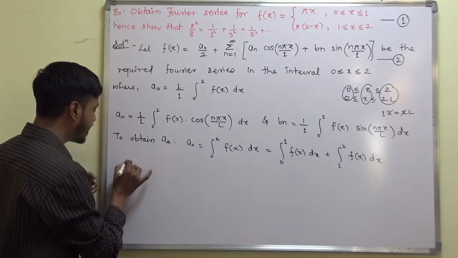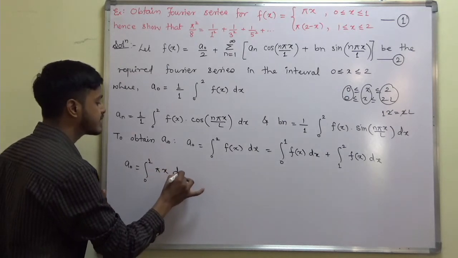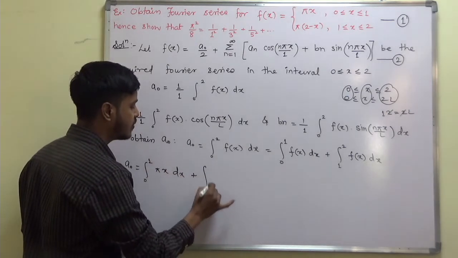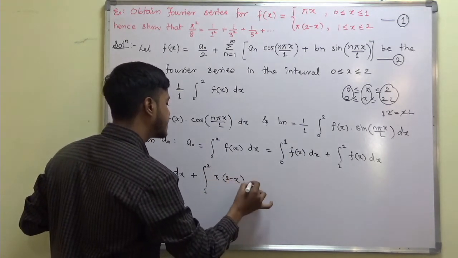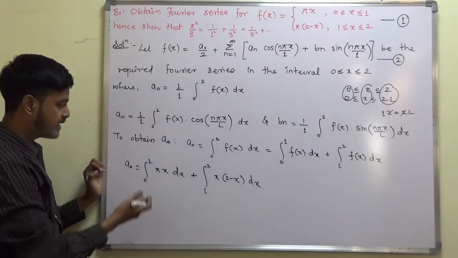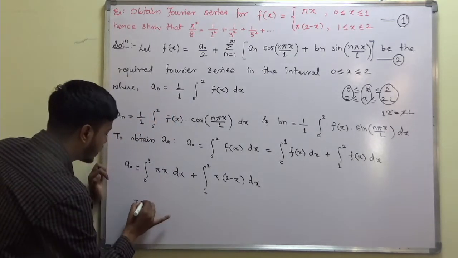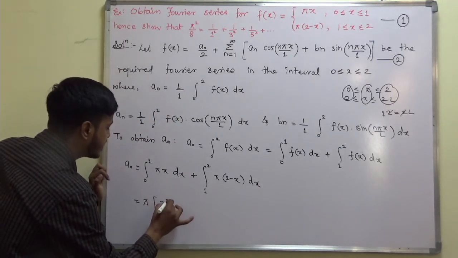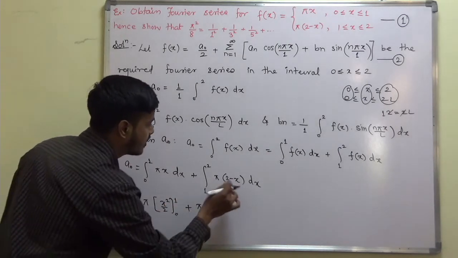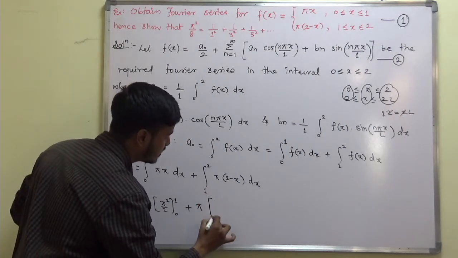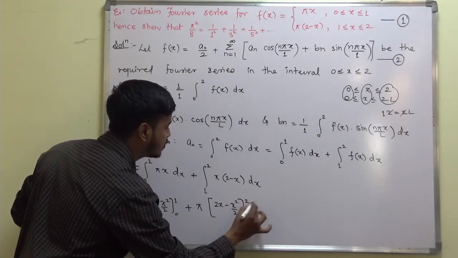Okay, so what is my a0? a0 is integration 0 to 1 pi x dx plus integration 1 to 2 pi into 2 minus x dx. Simple. Now these are elementary integrations. You can take pi common. Integration of x is x square by 2, limits 0 to 1, plus pi common outside, and the integration of this is 2x minus x square by 2, limits 1 to 2.